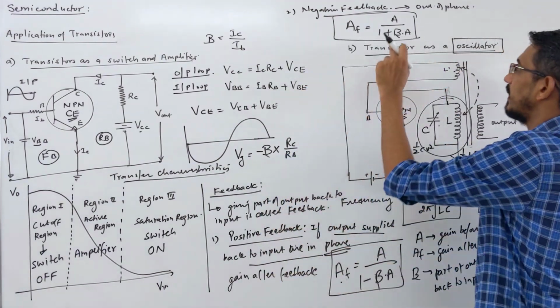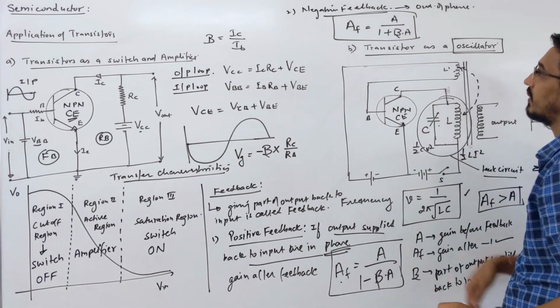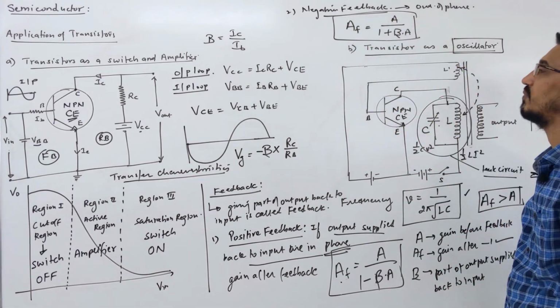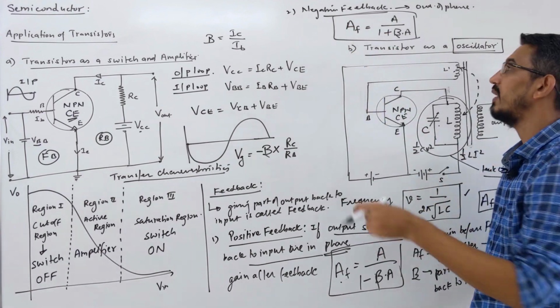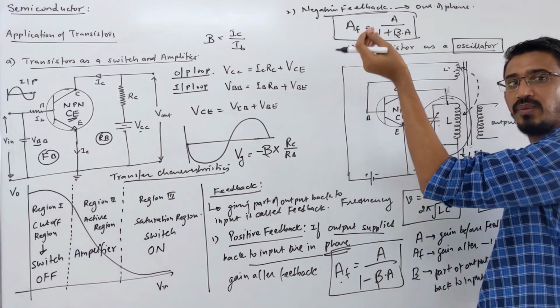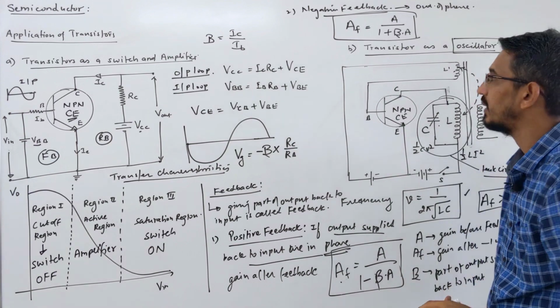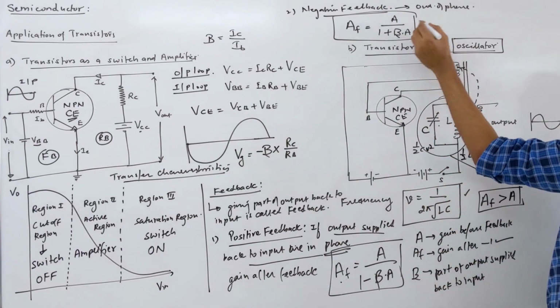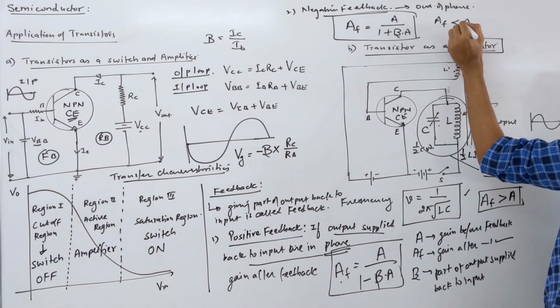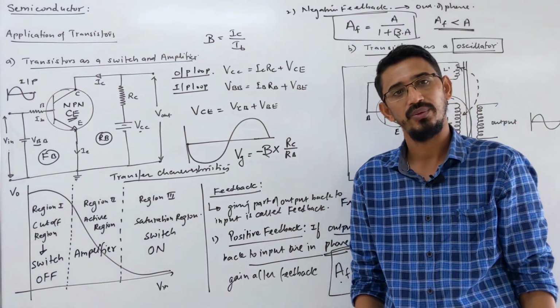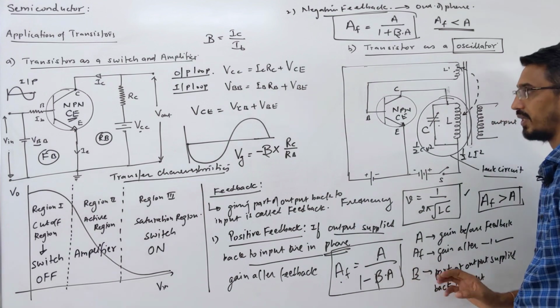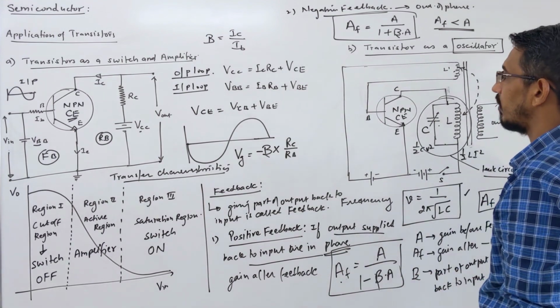So watch it. What is happening here? Positive sign, meaning it remains the same. A is the gain before the feedback, AF is the gain after the feedback. Beta is the part of the output supplied again into the input. So here you see that your AF is less than A. Here gain is reduced. In negative feedback, gain is reduced. Positive feedback, gain is increased. So these are all about gain.